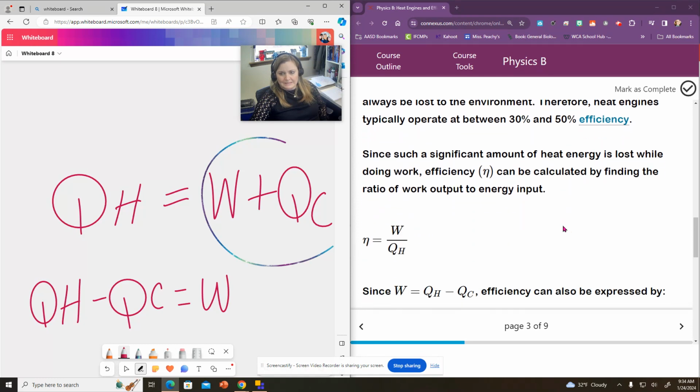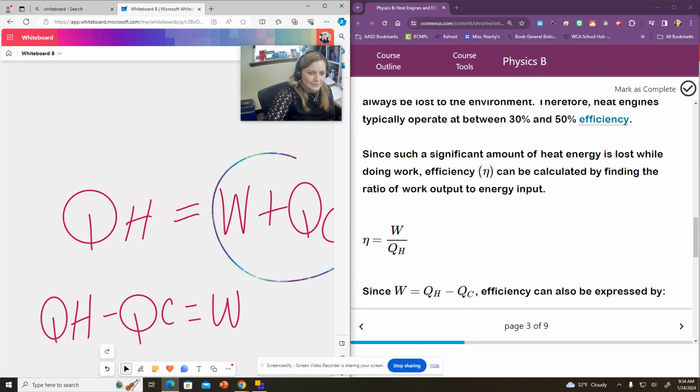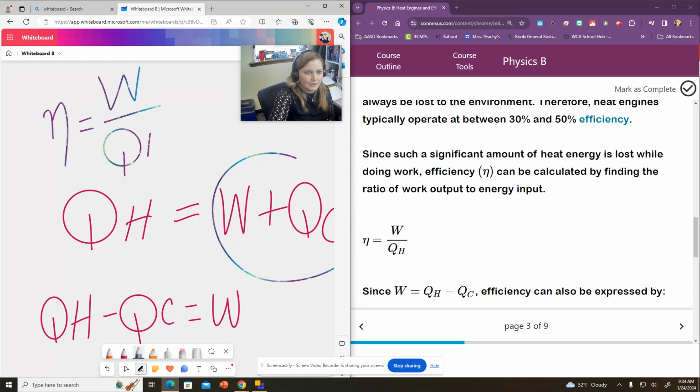And then we can say, how efficient is our engine? The efficiency is equal to the work that is done divided by the total amount that we started with, which is Q sub H. It's a ratio, and it's going to be a percentage. Whatever the ratio ends up being, you convert it to the percentage by multiplying by 100. So this times 100 is going to give you your percent efficiency.